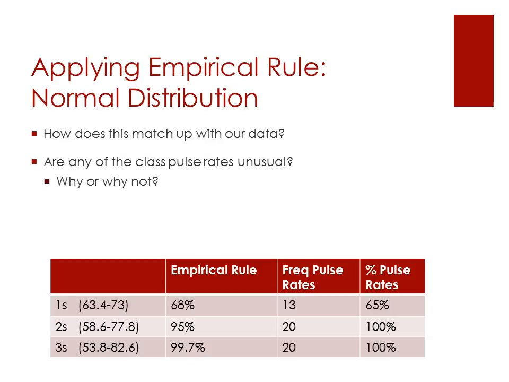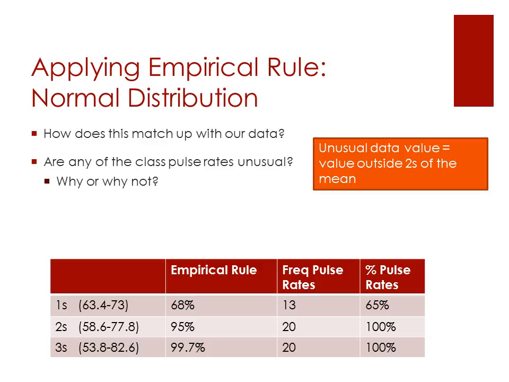Now, the next thing we want to ask is, are any of the class pulse rates unusual? Remember, from what we talked about previously with the rule of thumb, any unusual data value is a value that's outside 2 standard deviations from the mean. So, looking at our chart that we produced here, do we have any data points that are outside 2 standard deviations of the mean?